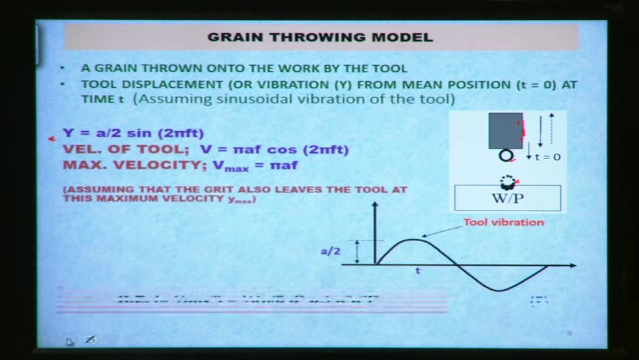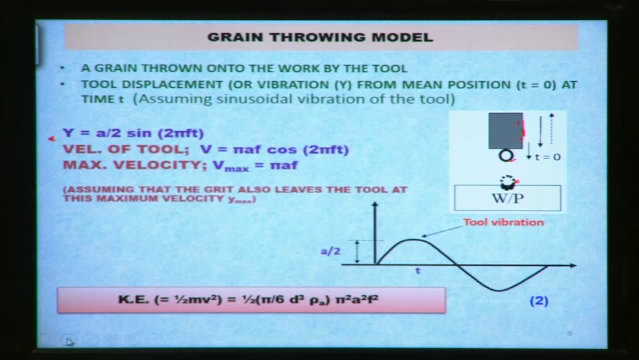Now the sinusoidal profile or displacement is shown here. This is the time period T here. a/2 is the amplitude of vibration, the amplitude of tool vibration.